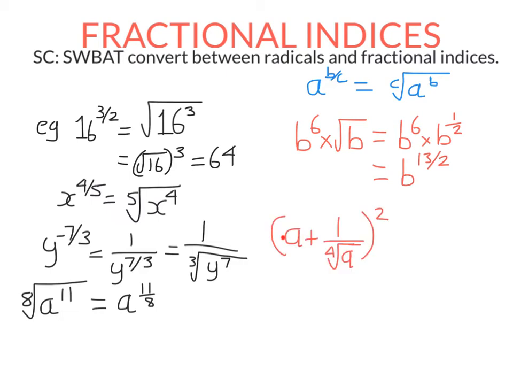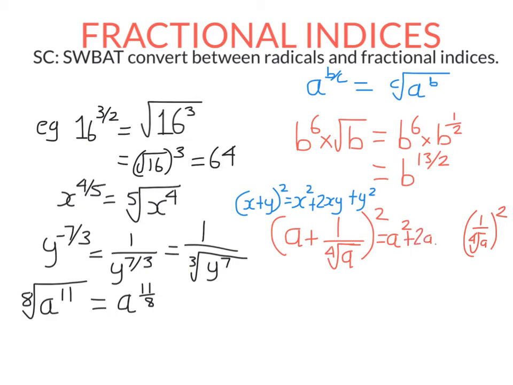Another question you might be asked is to expand something like this. Hopefully you remember the rule for perfect binomial squares. You square the first, you square the second, but there is a middle term, and it's 2 times the product of the two things in the brackets. Applying this rule, I would square the first, so that's just a squared. Then I'm going to square the second, so that is 1 over the 4th root of a, all squared. And what goes in the middle? 2 times the product of the two things in the bracket. So 2 times a times 1 over the 4th root of a.